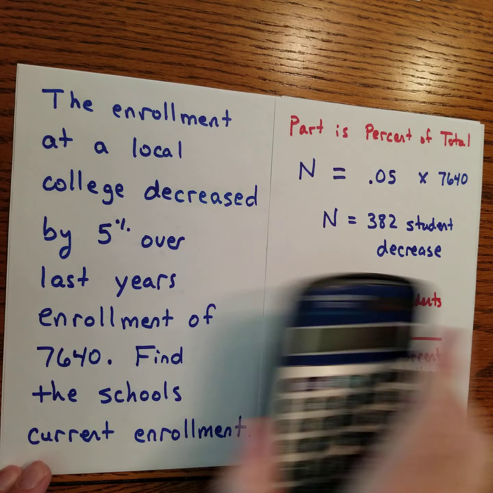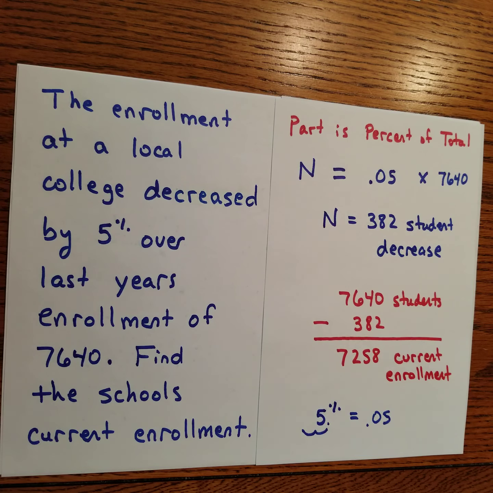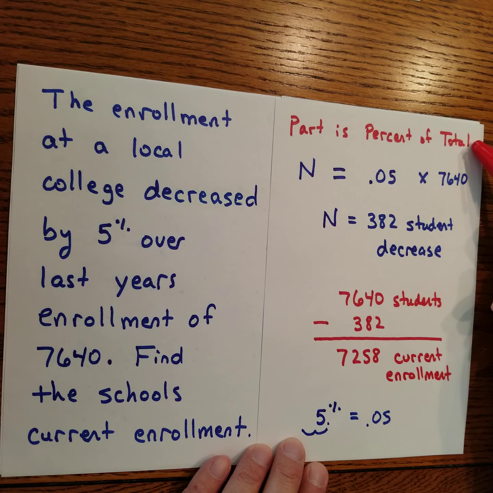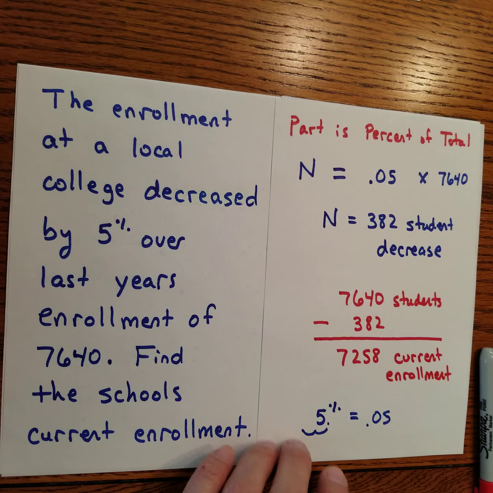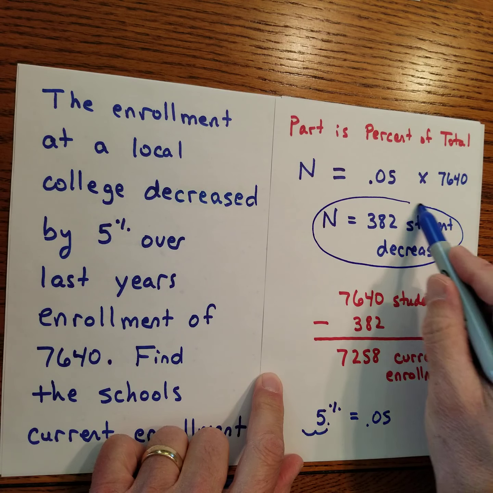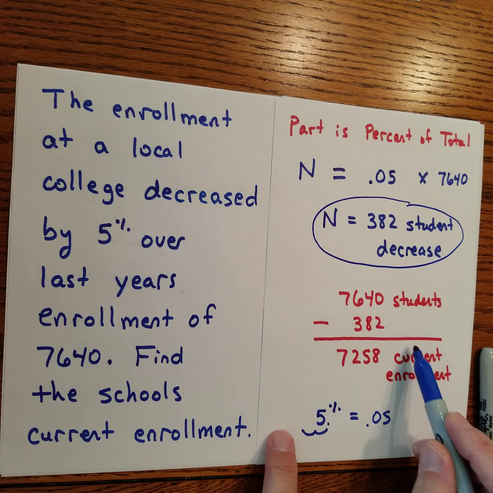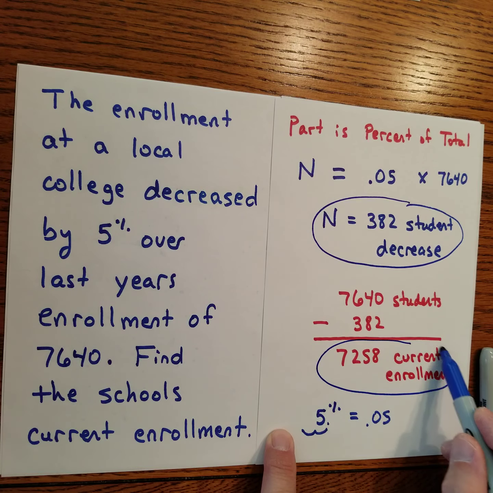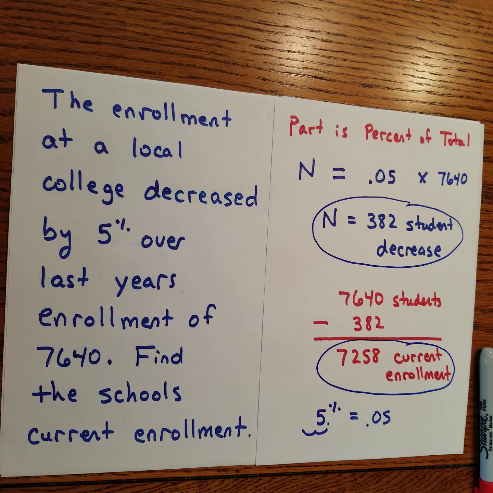When you work these problems on your homework, I'd like you to show all of this information. Show me the formula, fill it in, do the multiplication, and then remember that there are two answers. There's the amount of the decrease. More importantly, the school's current enrollment.